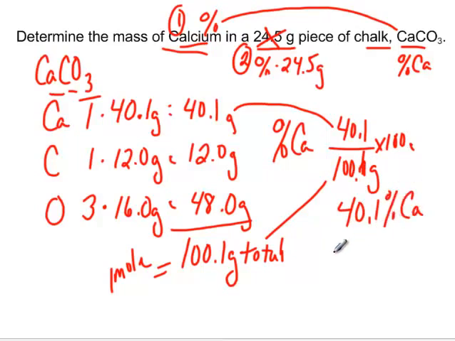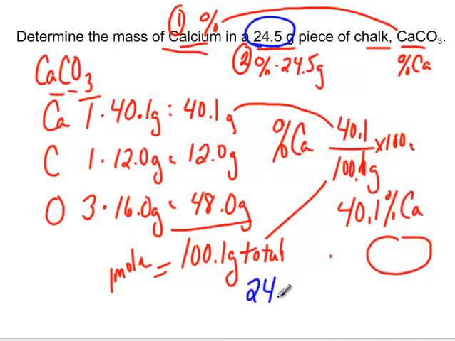So again, it doesn't matter if you have an unbelievably tiny sample or a huge sample of calcium carbonate, it's still always going to be made up of 40.1% calcium. Now let's take that into consideration and let's use this bit of information now. We know that no matter how big or how small, it's 40.1% calcium. We know exactly how big or how small it is. We know it's going to be 24.5.